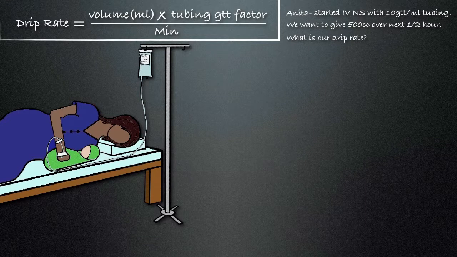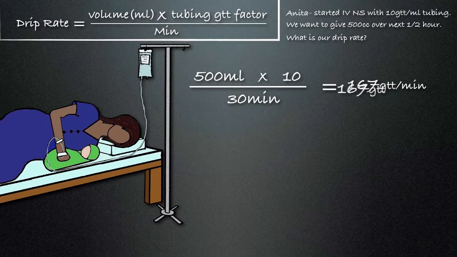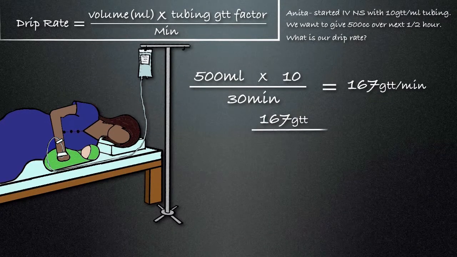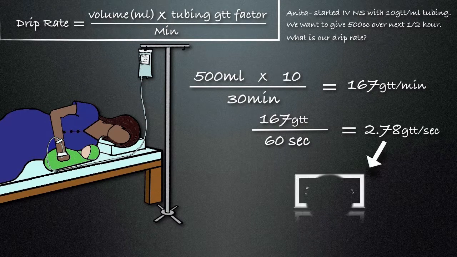We would take our volume, 500 milliliters, multiply it by the drip factor of our tubing, which is 10, and divide it by 30 minutes. This would give us 166.6 or 167 drips per minute. In order to figure out how many drips per second to give, we would divide this by 60 seconds, and we get 2.78. Round it up a little and we get 3 drips a second.